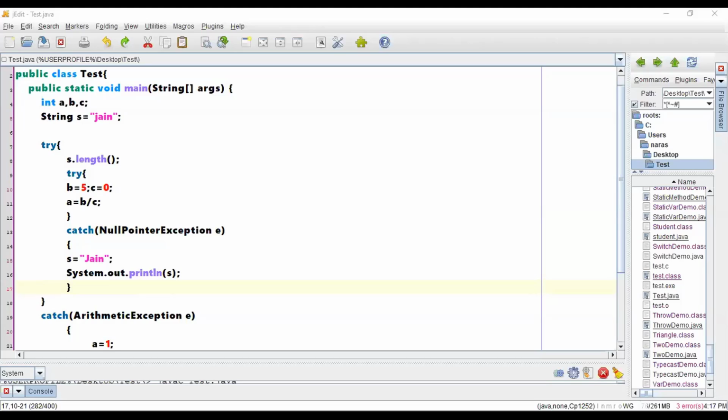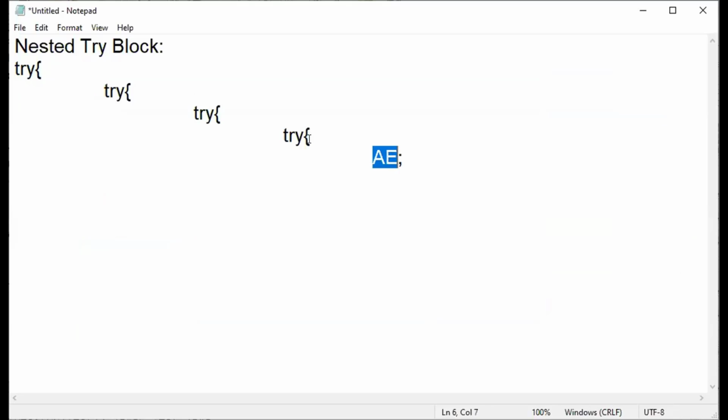If you are writing a separate try and a catch, and an exception arises from one particular try block, only a suitable catch block can handle it. Other catch blocks cannot handle that particular scenario. What I mean to say is, for example, let me share my notepad. For this particular arithmetic exception, which is part of your fourth try block, you will have four possible catch blocks applicable, right?